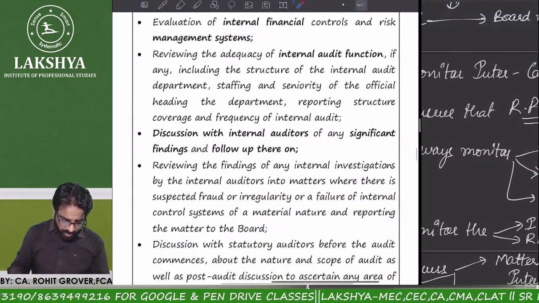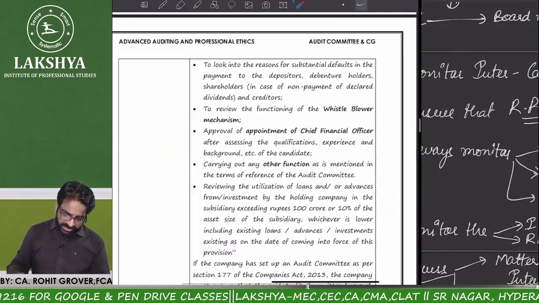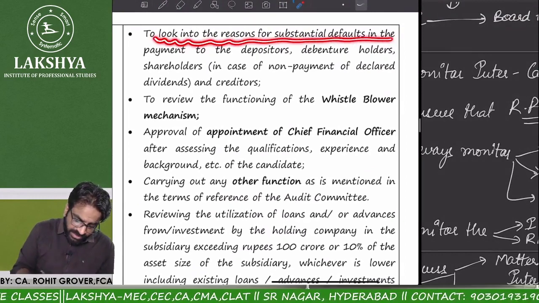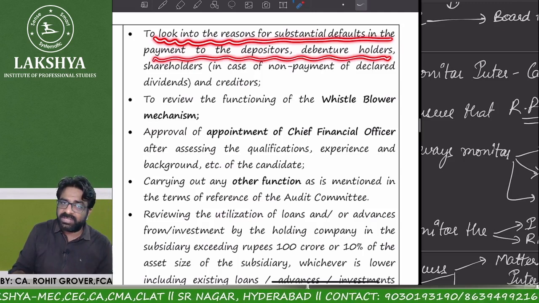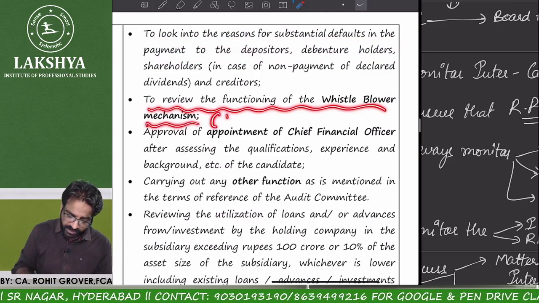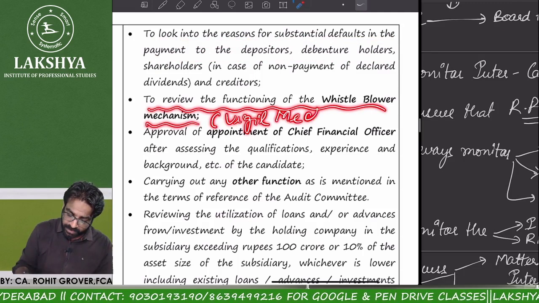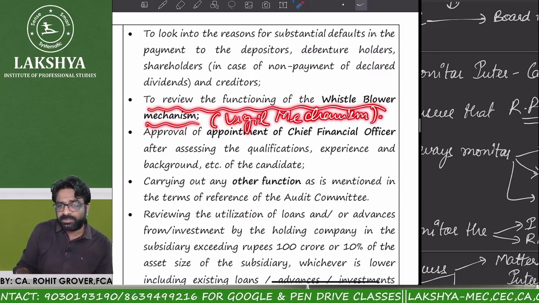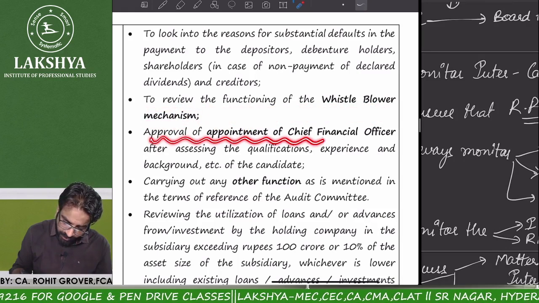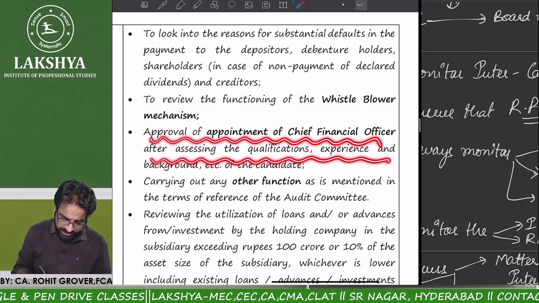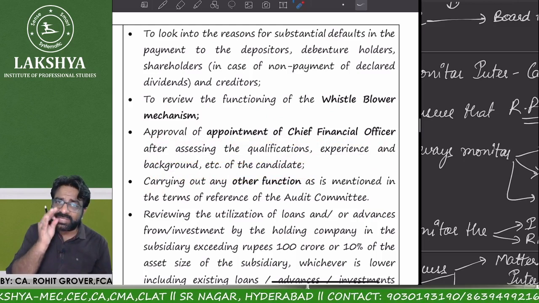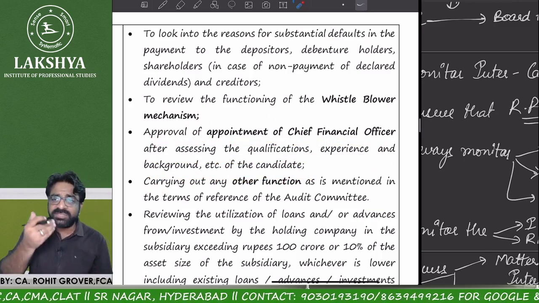So let us understand the last two, three functions which we are left with. What are the last two, three functions? Now see, to look into the substantial defaults in the payment to the depositors, that I already covered in the Caro point clause number 5. Yes, to review the functioning of the whistleblower policy, that is nothing but called vigil mechanism. I will tell you what is whistleblower policies. Just wait for the moment. Anyways, we have this separate concept to be discussed in this chapter, right? Approval of appointment of chief financial officer after assessing the qualification, experience and background etc. of the candidate. It means audit committee is the one who is going to approve the appointment of CFO.